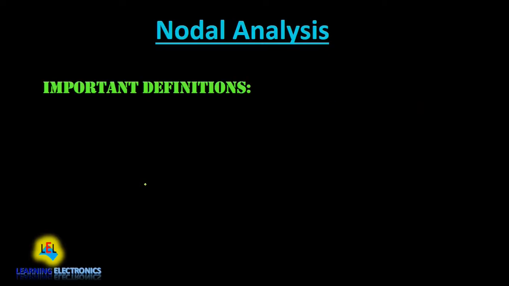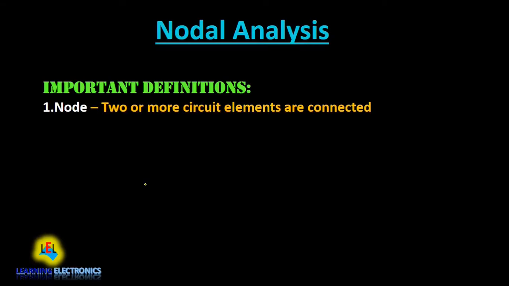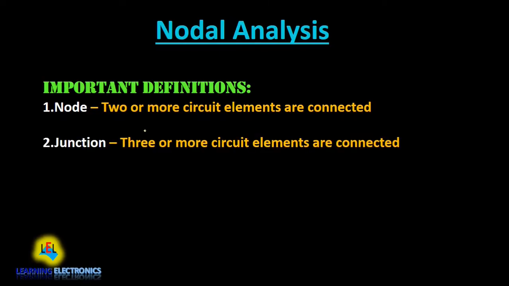Now let us see some important definitions related to nodal analysis. First is, what is a node? When two or more circuit elements or two or more branches are connected at a point, then that point is called a node. Second is junction.